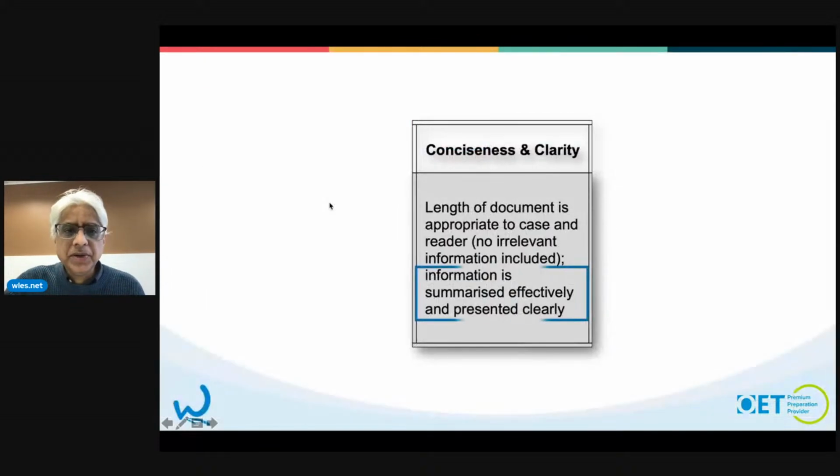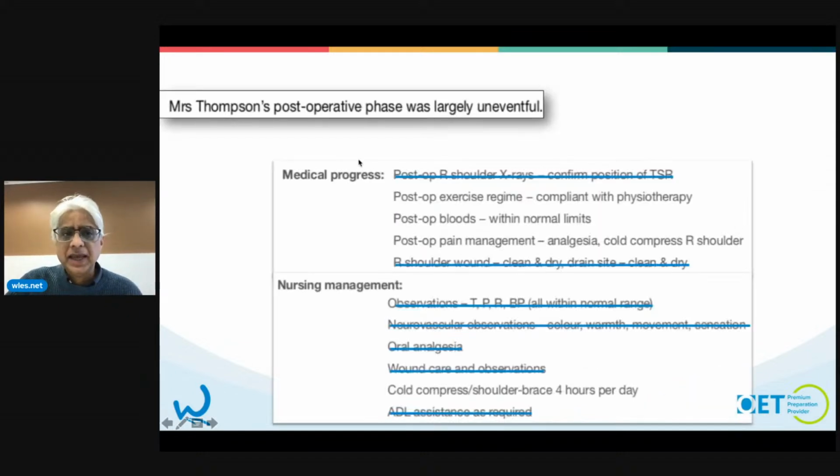I'm just going to zoom in on this box. And you'll see here it says information is summarized effectively, presented clearly. And again, this is a skill that you're going to need when you're doing your OET writing. Don't just copy case notes, you need to summarize case notes. This is what they want. They want you to summarize case notes. And you can see how they've done it here.